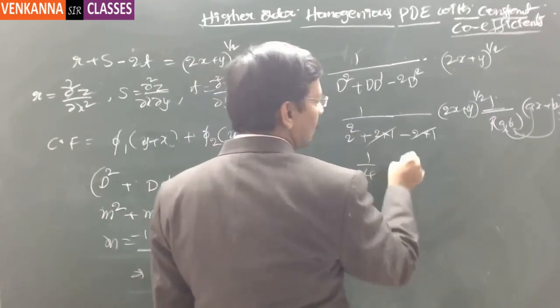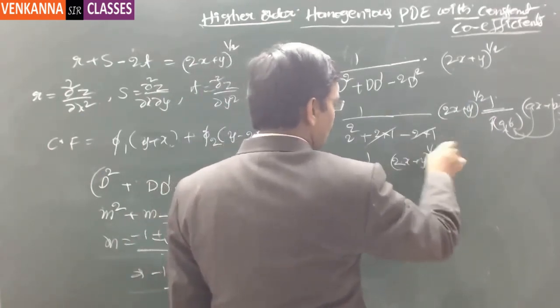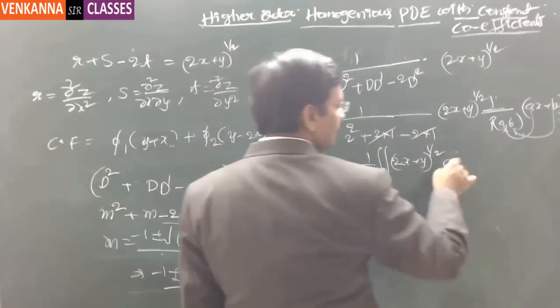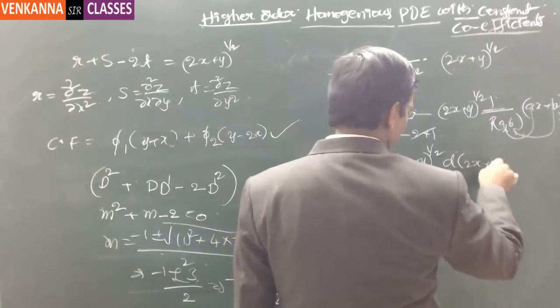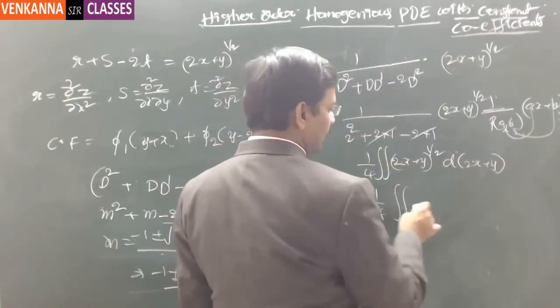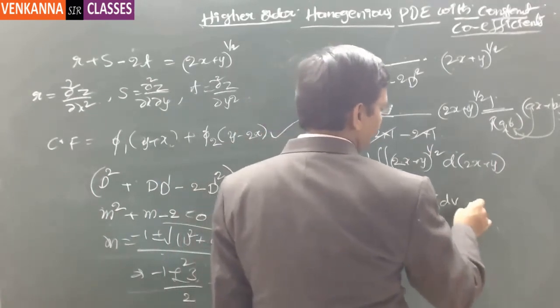Now if you want to operate on this (2x plus y) whole power 1 by 2, what you need to do is integrate 2 times with respect to (2x plus y), or 1 by 4 times the double integral. So this is v power 1 by 2 dv dv.